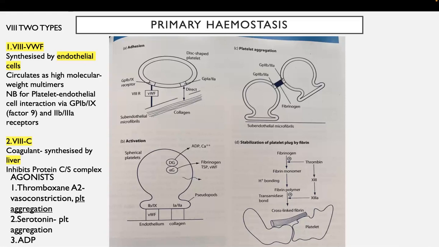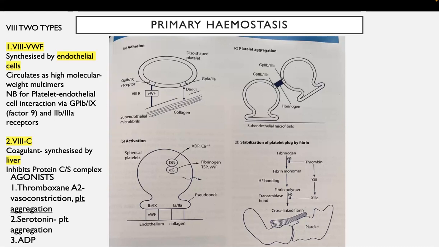And then you have the second phase, which is activation. Once your platelets are actually bound onto your cells, they change shape from disc-shaped platelets into a spherical shape. And when they change their shape, they release factors, which will further activate more platelets to come. The factors that they will release will be your ADP, fibrinogen, thromboxane, as well as serotonin.